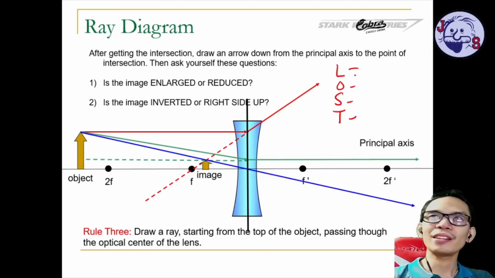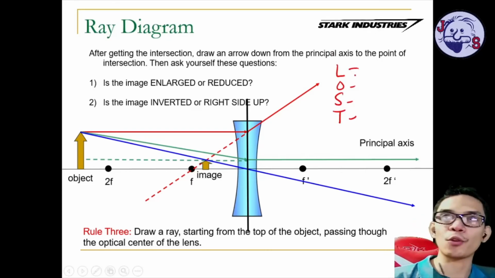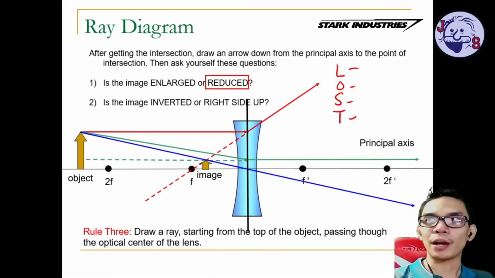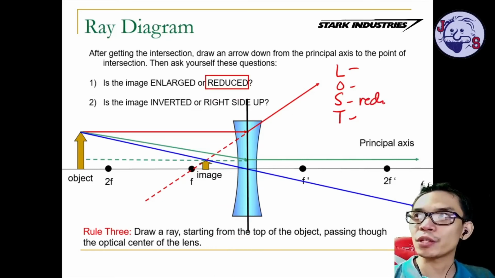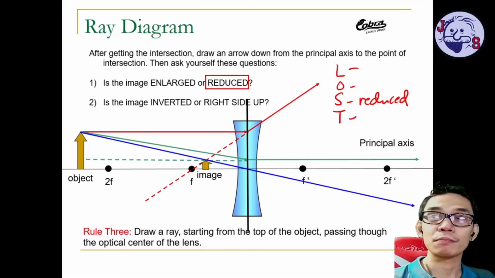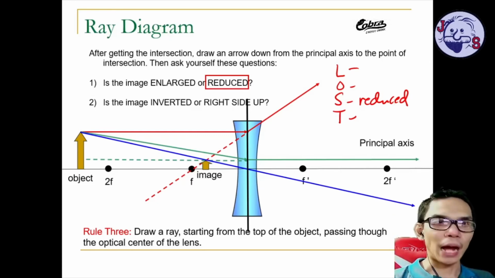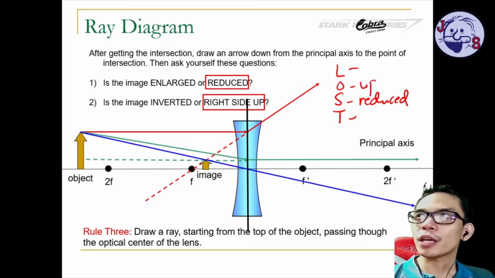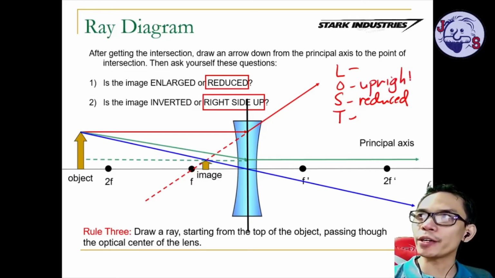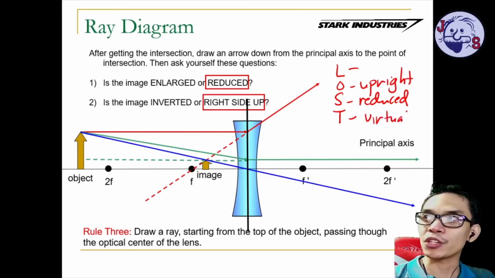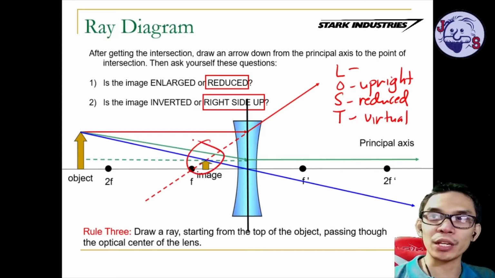Let's start with the first question. Is the image enlarged or reduced? As you can see, it is reduced. So that is the size of your image: reduced. Next one: is the image inverted or right side up? What do you think? It is upright, or right side up. If that is upright, then the type of image that we are dealing with here is a virtual image.